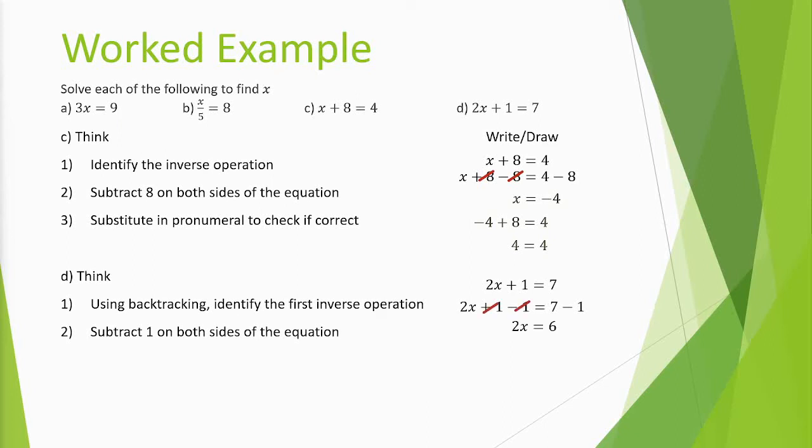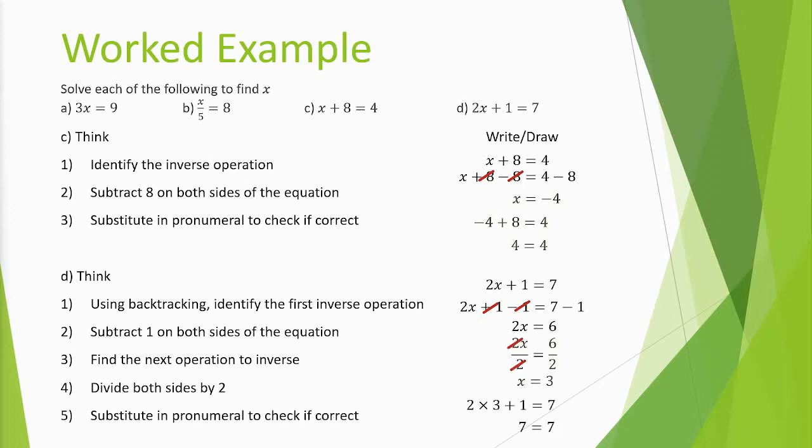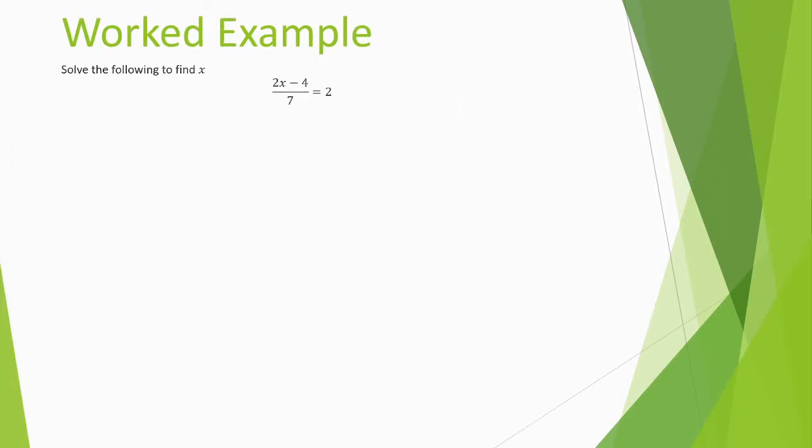Again, they can cancel out, and all I'm left with is 2x equals 6. So again, I'm going to find the inverse of that 2x equals 6, and that is going to be dividing by 2 for both sides. And what we're left with is x equals 3. Again, I can substitute this in. So 2 times 3 is 6, plus that 1 is 7, and we can see that both sides are the same. Okay, let's do one more example.